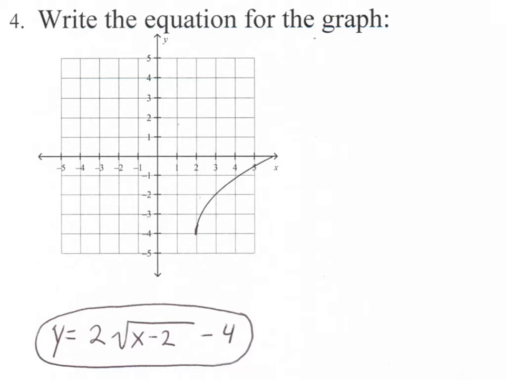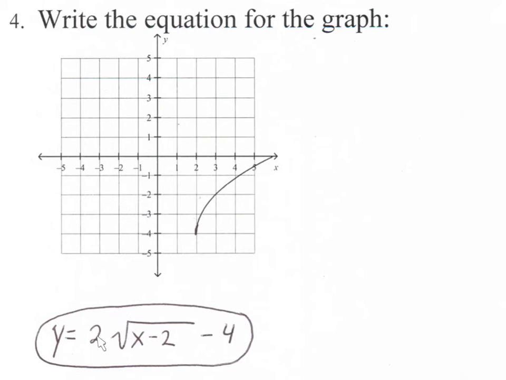Number 4 here, I want to write an equation for this graph. So, first thing I need to do is find hk. hk is over 2, down 4. So my h is over 2 to the right, so the opposite is negative 2. And then down 4 is right here, and down 4. So that is hk right there.